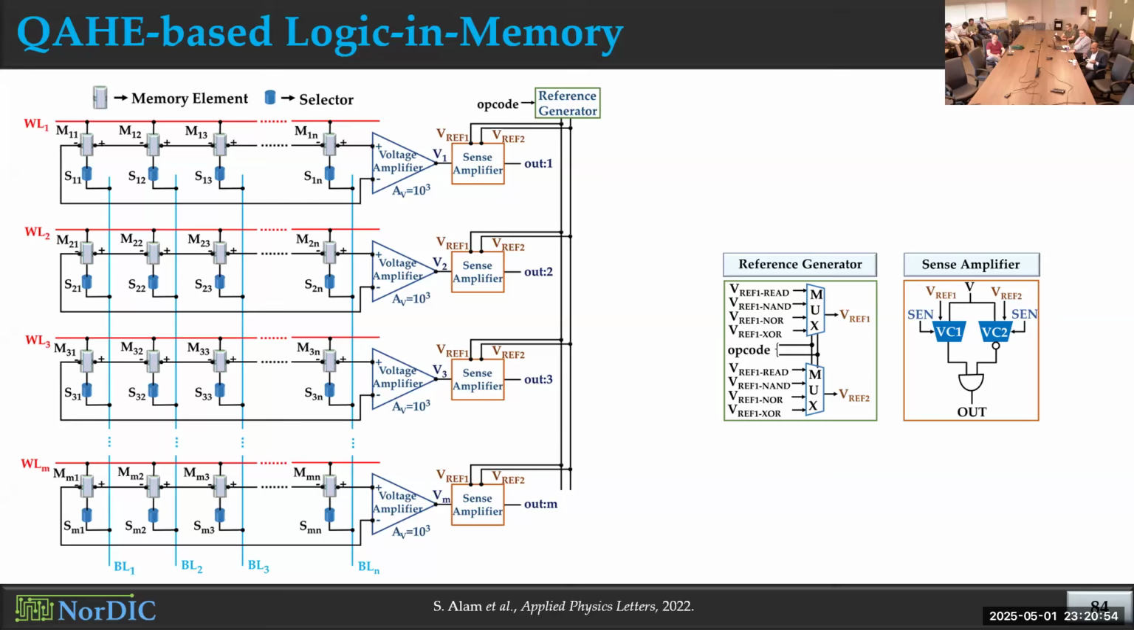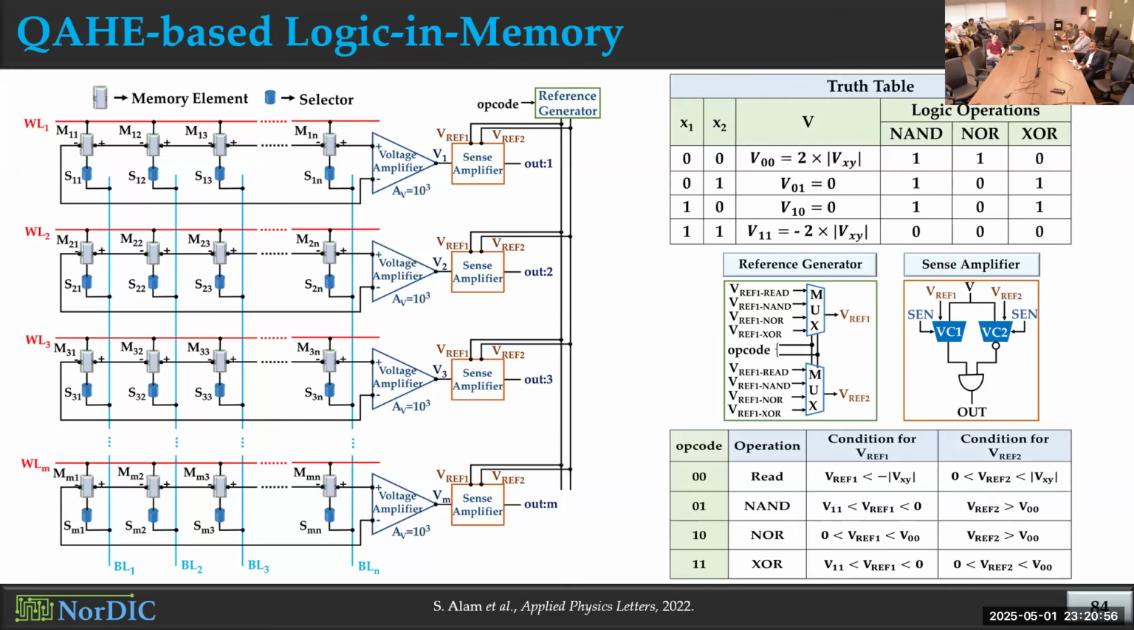And we wanted to perform the NAND, NOR, and XOR operations in a single cycle. NAND and NOR were straightforward, but to perform the XOR operation in one cycle, we had to use this very complex sense amplifier where we have two voltage comparators, one AND gate, and one NOT gate. But we could perform the XOR operation in a single cycle, where multiple cycles are needed for XOR implementation inside any memory system.